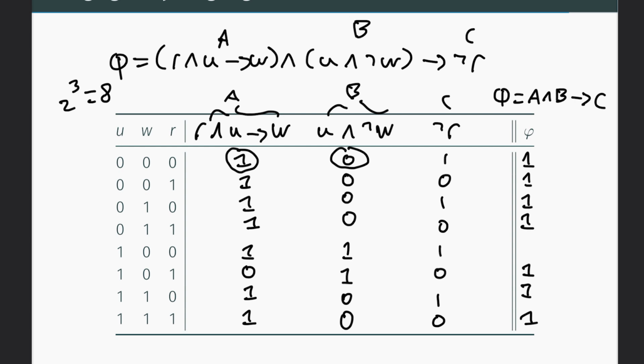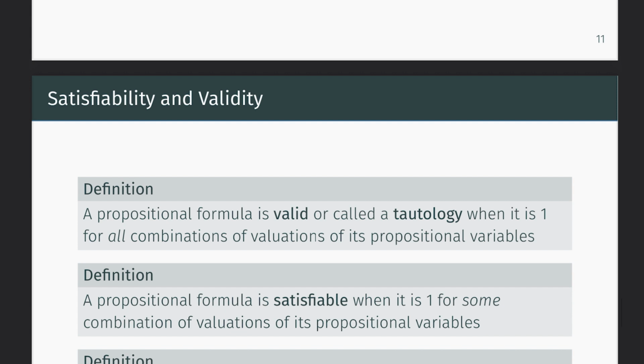So there's only one case, one row where both A and B are true. Now we need to see whether C is actually also true for the implication to hold. In this case, yes, C is true. So the result of phi is also that it's true. So phi is always true. Phi always holds, independent of the valuation of U, W, and R. Okay, so what does that tell us?